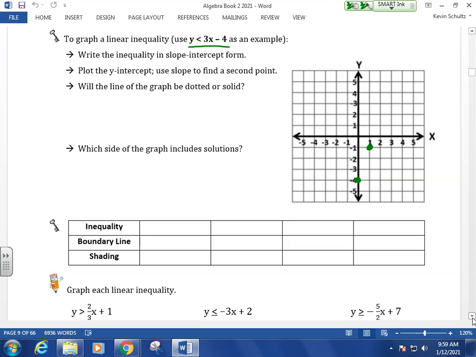But now is where we need to look at this symbol, that less than symbol. And I ask you here, will the line of the graph be dotted or solid? Dotted or solid? Remember when we solved inequalities earlier, we had the less than, greater than, and the less than or equal to, greater than or equal to? What type of circle did we have for less than and greater than? Blake? Open circle. Why was that, Blake? Do you remember why?